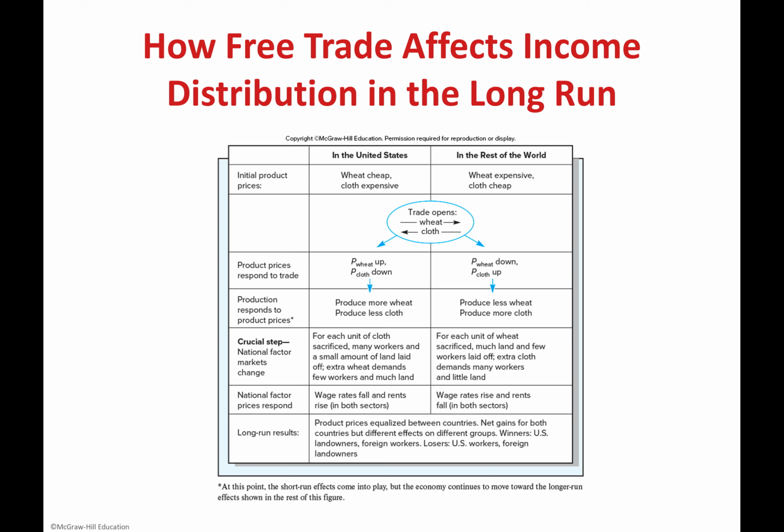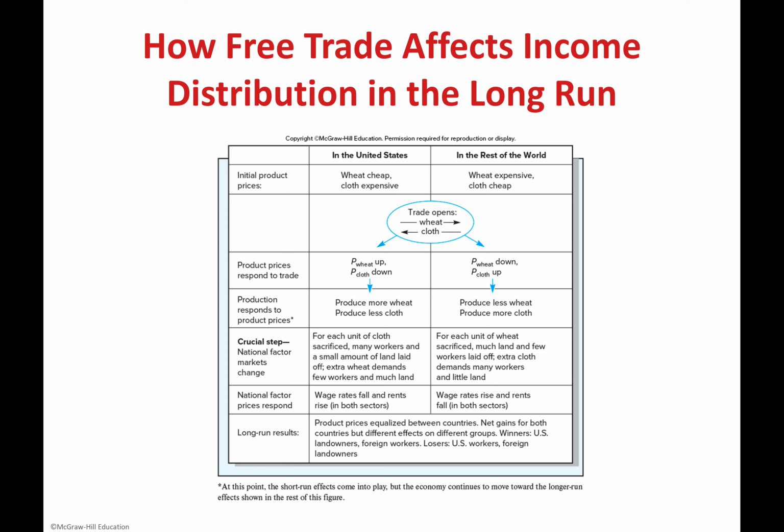We've already said that the US has comparative advantage in wheat and the rest of the world in cloth, so trade occurs. What does that mean, though, for the product prices? So that's the third row of this table. First of all, the price of wheat goes up. Second, the price of cloth comes down in the US. Now, the opposite occurs in the rest of the world. In the rest of the world, the price of wheat comes down, the price of cloth goes up.